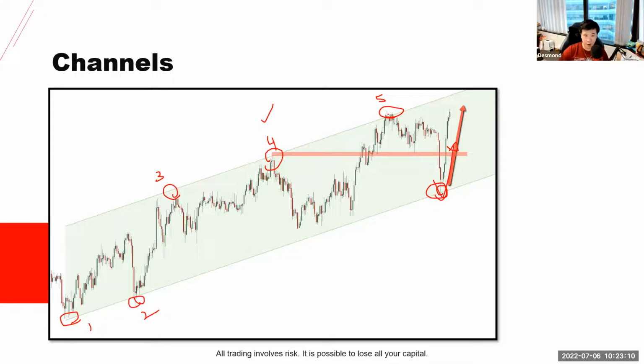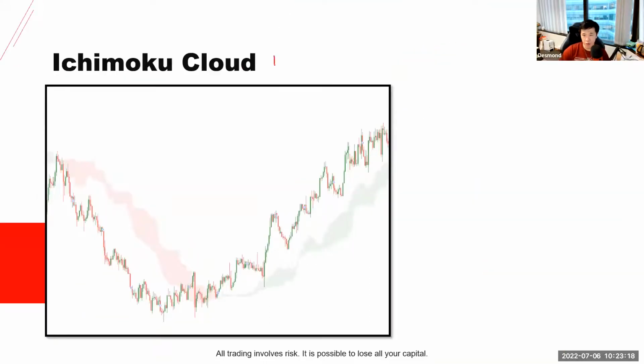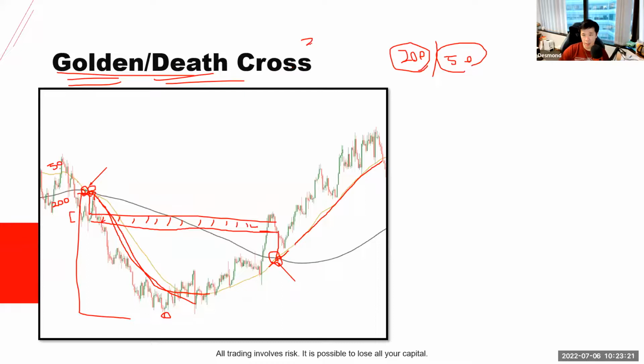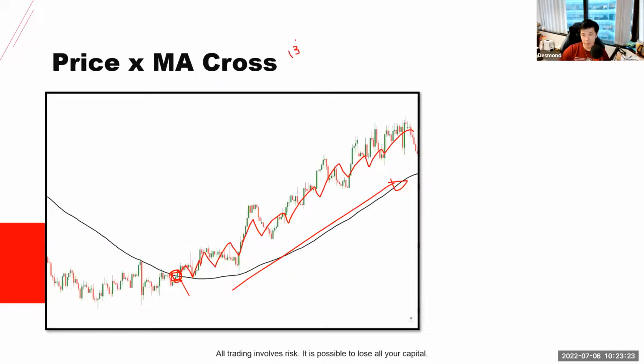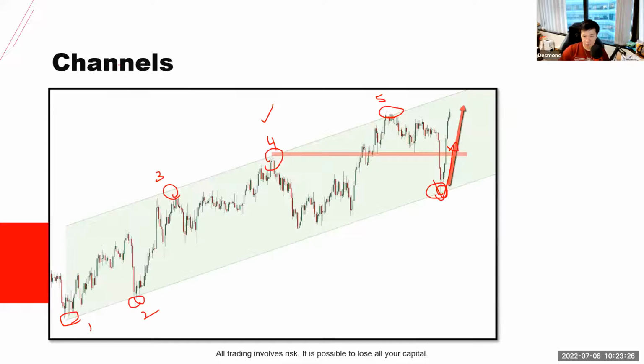So what have we covered so far, right? Now I'm going to show you how it all comes into play later when we combine them together. But you can see we have the Ichimoku Cloud over here. That's number 1. Golden and death cross number 2. Price times moving average crossover 3. We got channels number 4. The fifth thing that I wanted to teach you guys is the natural moving average. This is actually one of the key parts of what we're going to cover today, because it's a concept which very few people know about.